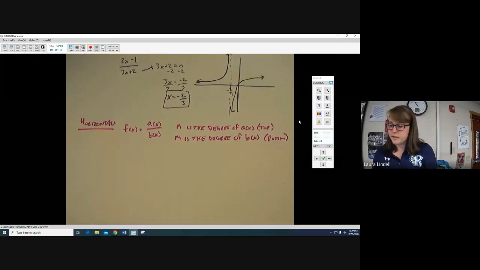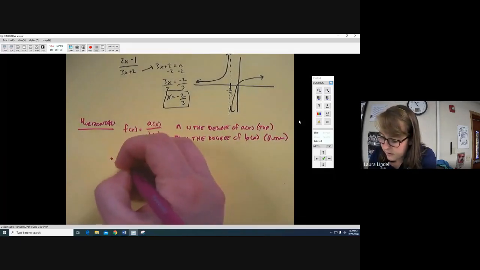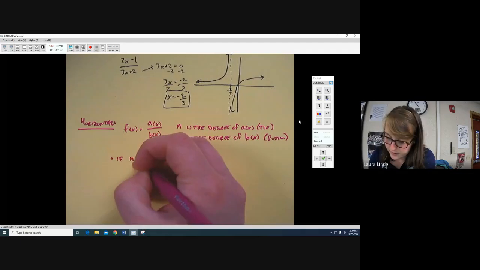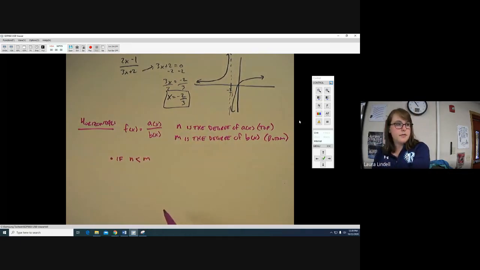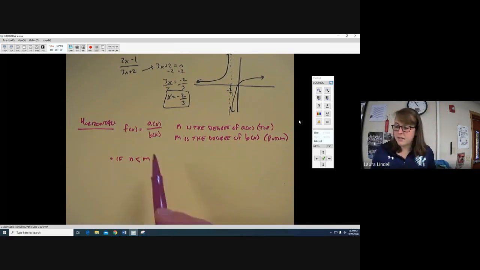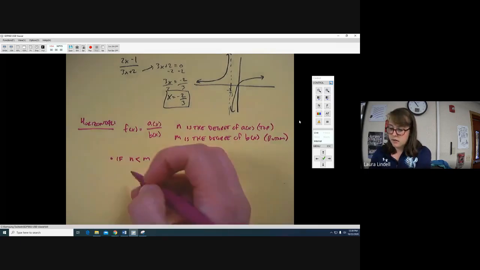The first case, if n is less than m. So if the degree of the top is less than the degree of the bottom. What that tells me is that the bottom is going to 0 faster than the top is going to 0 as x approaches 0. And your horizontal asymptote is going to end up being y equals 0, or the x-axis.